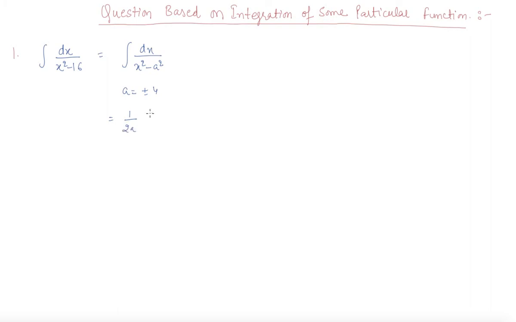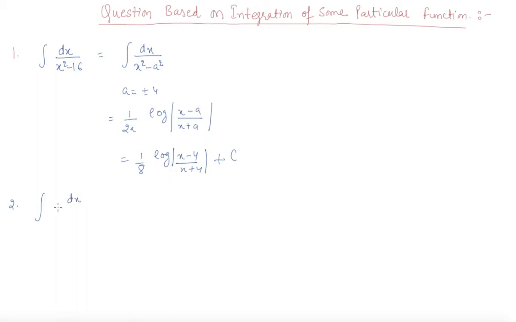1 by 2a log of (x minus a) over (x plus a). Okay, so in this case, if you put the value of a equal to 4, I'll get x minus 4 over x plus 4 plus c. So this is the integral that we get. Okay, students, I am taking examples so that you can remember the expressions that we derived in previous classes.